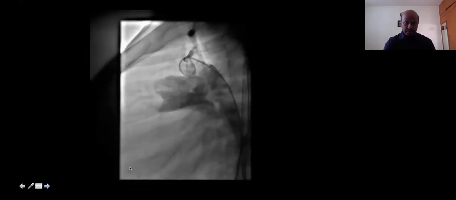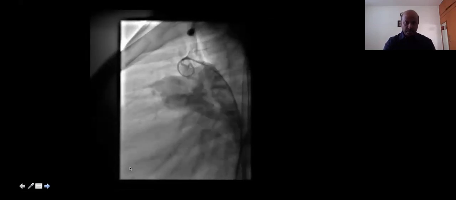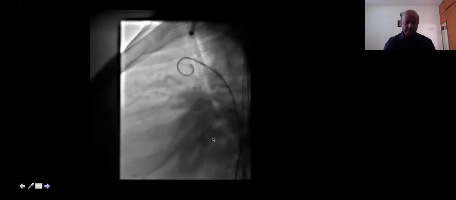And this is a large ductus in an older patient, hypertensive ductus. You see again a type A, but the neck of the PDA is quite large.